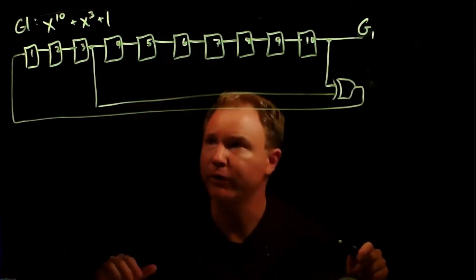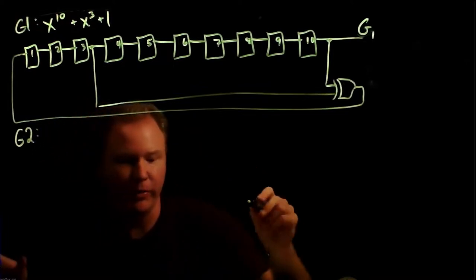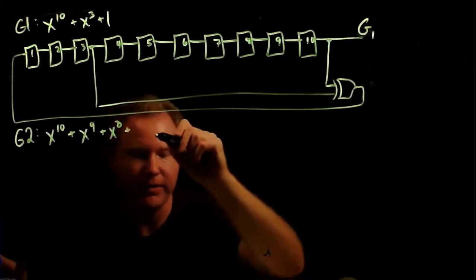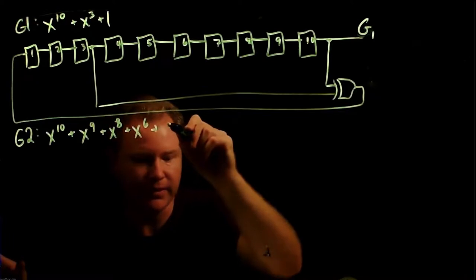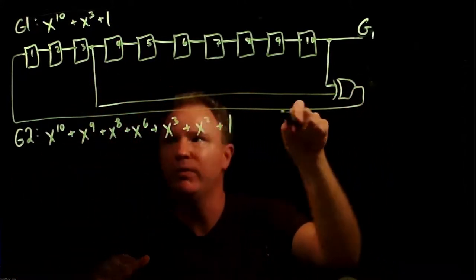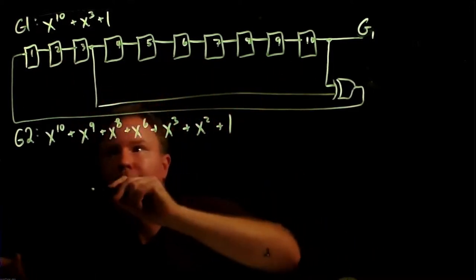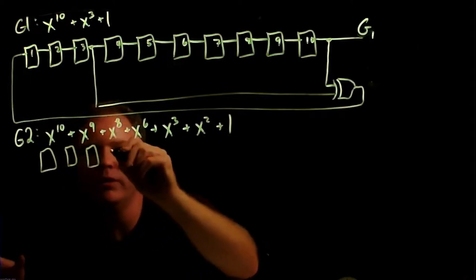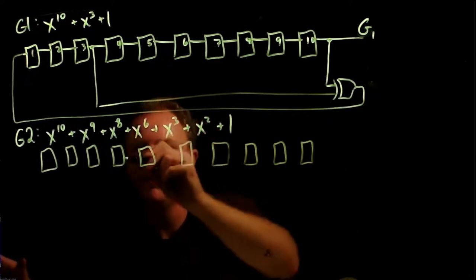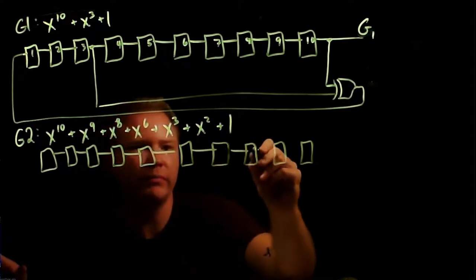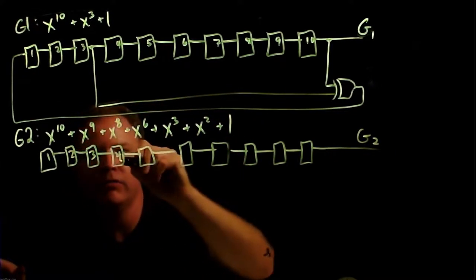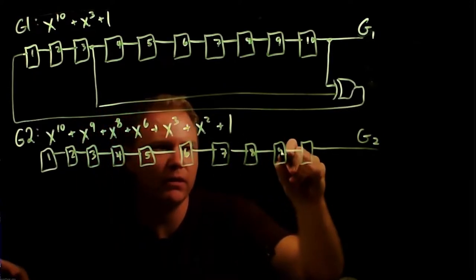Now, there's another linear feedback shift register called G2, and its polynomial is much more complicated, just more terms. It's x to the 10 plus x to the 9 plus x to the 8 plus x to the 6th plus x to the 3 plus x to the 2 plus 1. And again, the plus 1 doesn't really play into the feedback. So here, I have to have another 10 registers: 1, 2, 3, 4, 5, 6, 7, 8, 9, 10. And they're all shift registers, all connected to each other. Everything's going to shift over by 1 each time. And this output's going to be called G2. And let me number them again.